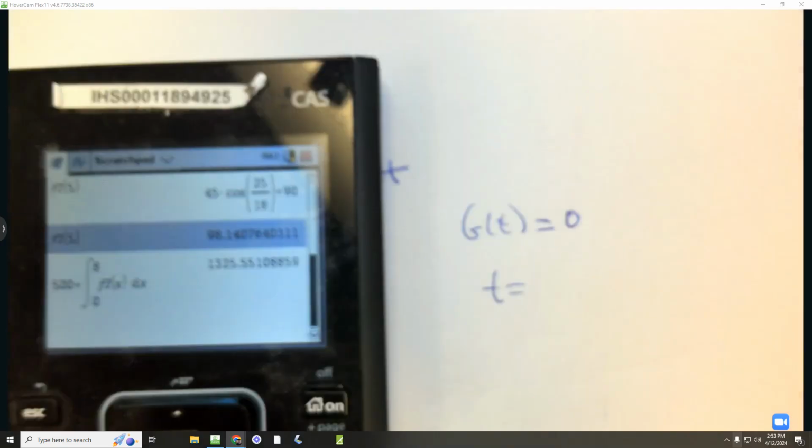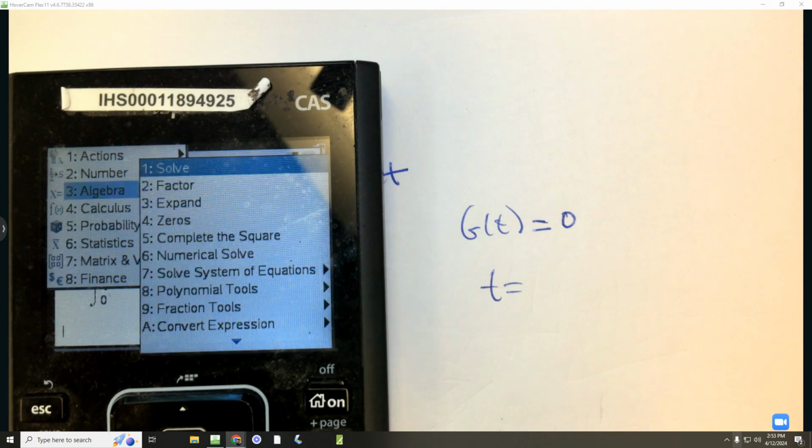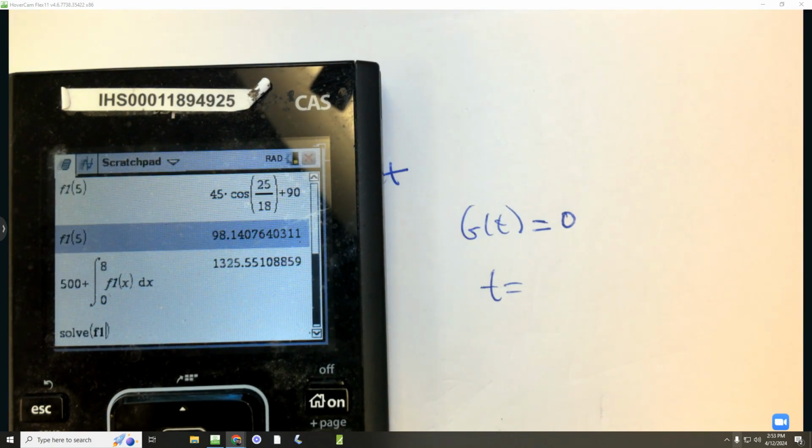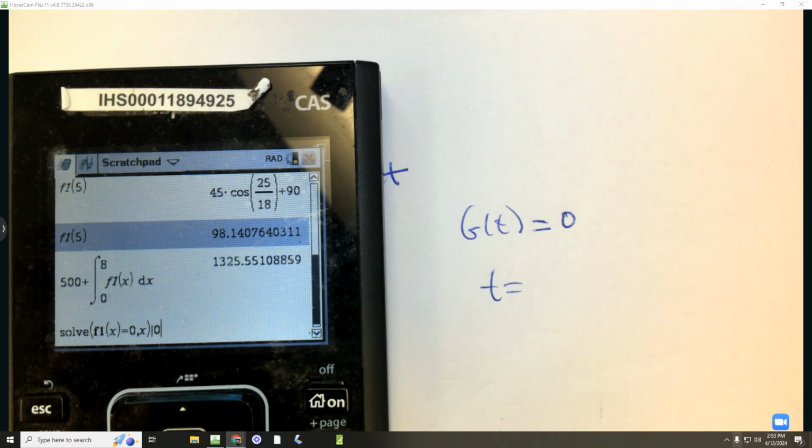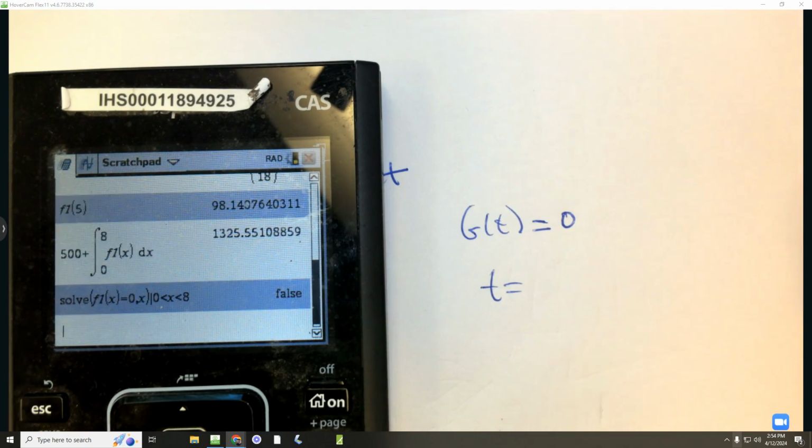So menu, algebra, solve. I'm solving this equation, f1 at x equals 0, comma x. But it's between 0 and 8. So I'm going to go control equals, and it's between 0, control equals, and 8. There we go. False. Oh, what is this? Oh, I know what I did wrong.